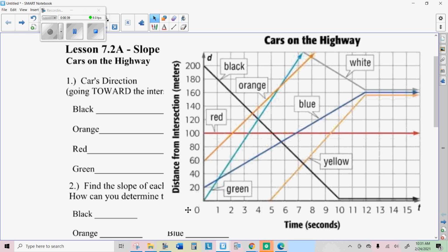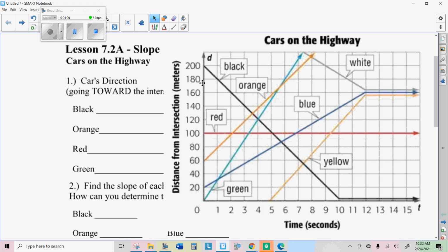Now, some of these cars are actually going towards the intersection, and some are going away from it. In other words, some are at the stoplight and leaving the intersection, and some are going towards the intersection. We can tell that by whether the distance is going up or the distance is going down. Okay, and you can see that from the arrows.